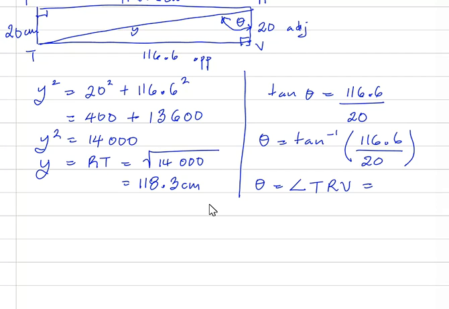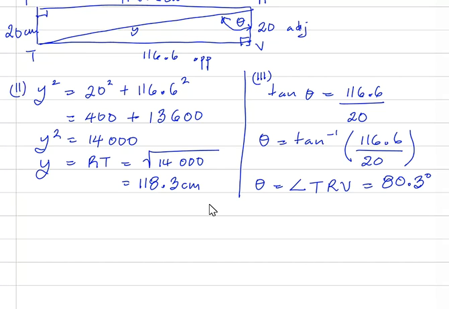So it's shift tan, open bracket, 116.6 over 20, close bracket, and then press equal. So this is 80.3 degrees. This is 80.3 degrees. All right, let's see what else they have in store for us. So this is triple I. I'm guessing that this was II.